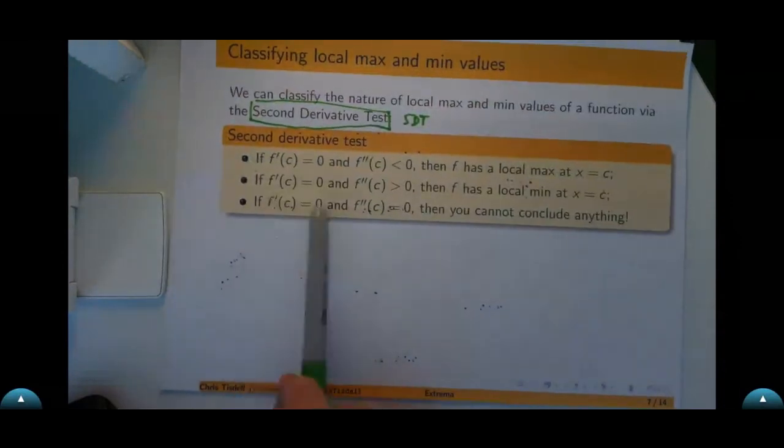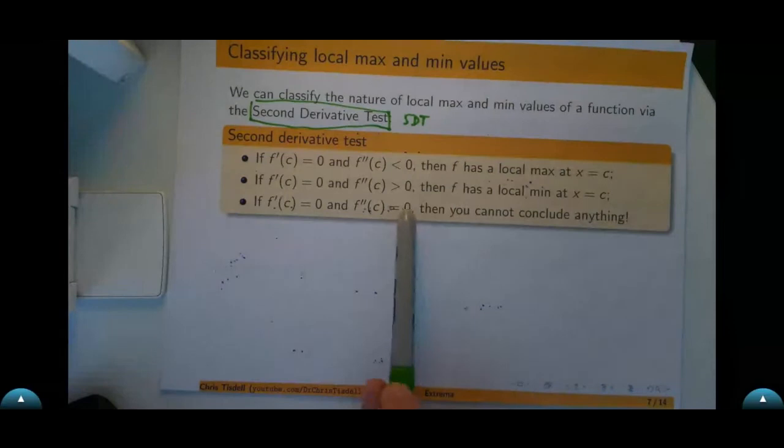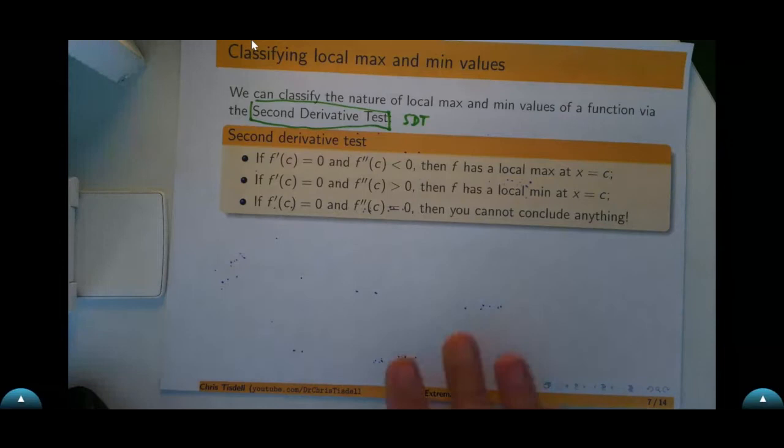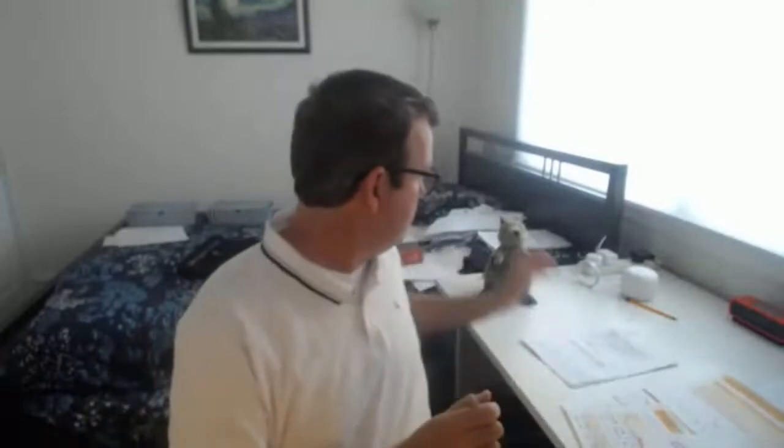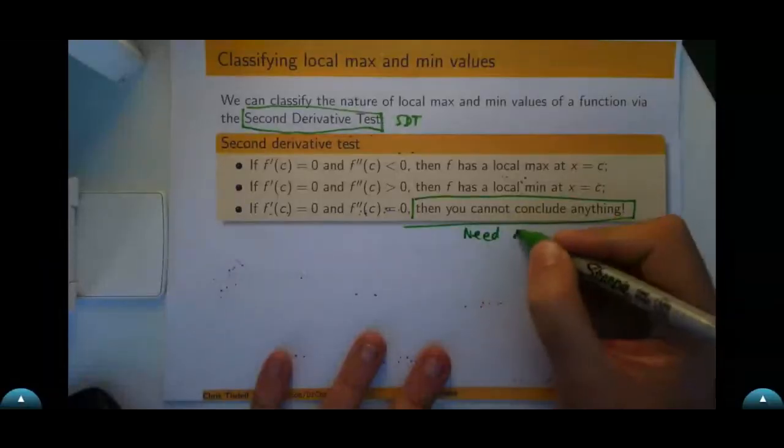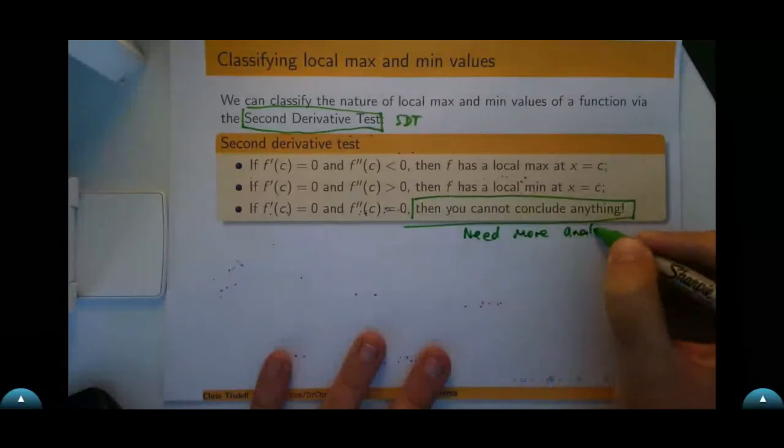The third case is when the derivative is 0, but the second derivative is not negative, it's not positive, it's 0. And the most important thing here is people go, oh, if the second derivative is 0, it must be a point of inflection. No, don't do it, okay? It might be true, but you don't know for sure. So people do that and it's not true. So in the third case, you need more analysis.